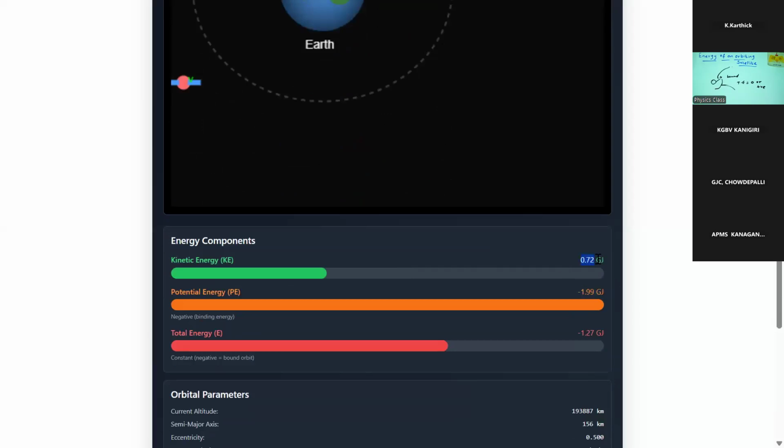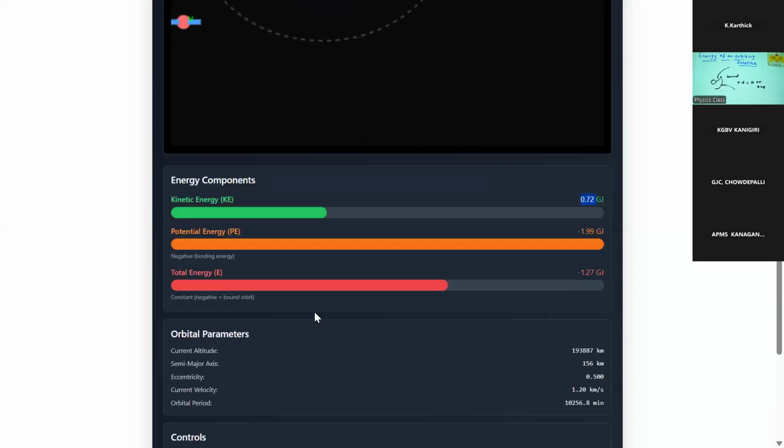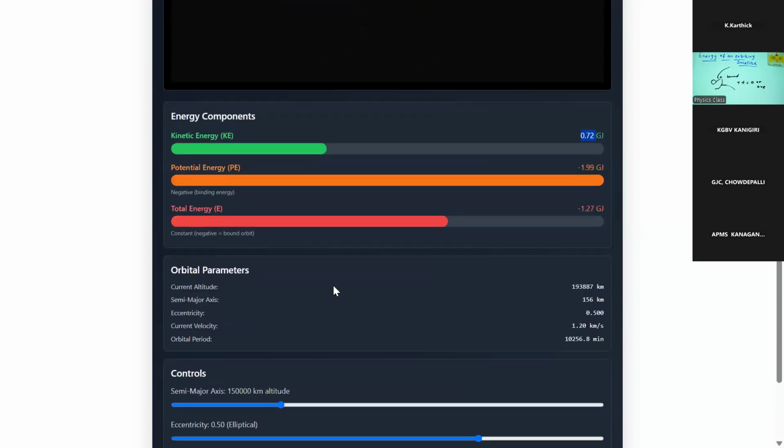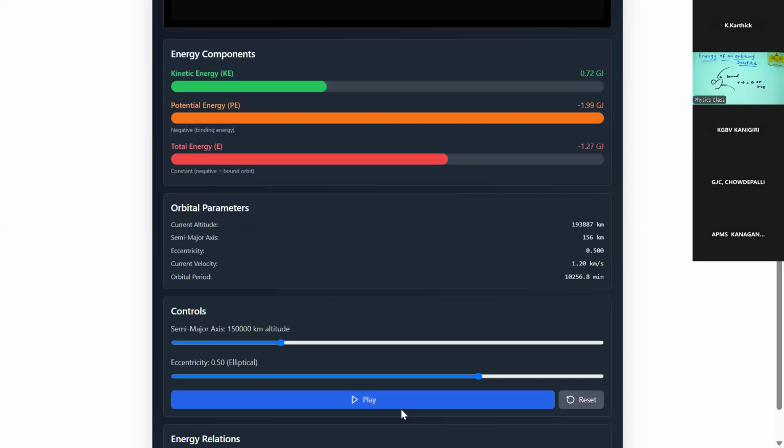So, 0.72 gigajoule. Then the satellite moves towards the perigee point. So kinetic energy is minimum and the green bar is shortest. The distance is maximum, potential energy is closest to zero, and its magnitude is smallest. The orange bar is the shortest. When we play again, you can see that. Okay, good.